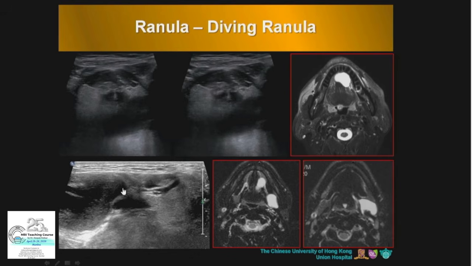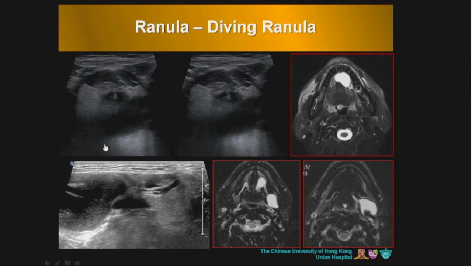Now ranula versus diving ranula. A ranula is a retention cyst of the sublingual gland. Once that cyst crosses the mylohyoid muscle and enters the submandibular space, it becomes a diving ranula or a plunging ranula. So I am not interested in how it looks. I am simply looking at where it is and what does it do to the mylohyoid.